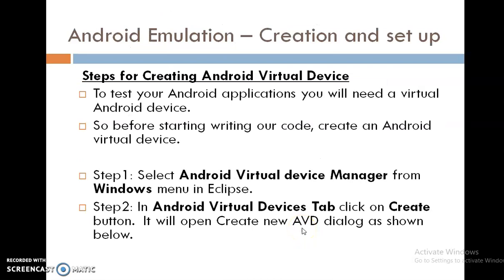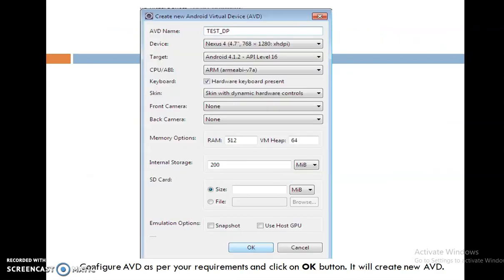Now the steps for creation of Android emulator. Steps for creating Android Virtual Device, say AVD. So step 1, first select Android Virtual Device Manager from Windows menu in Eclipse. We are viewing this step based on the Eclipse IDE environment. Now step 2, in Android Virtual Device tab, click on the create button, then it will open the create new AVD dialog as shown in the figure.